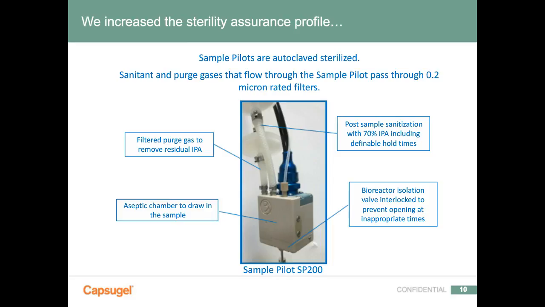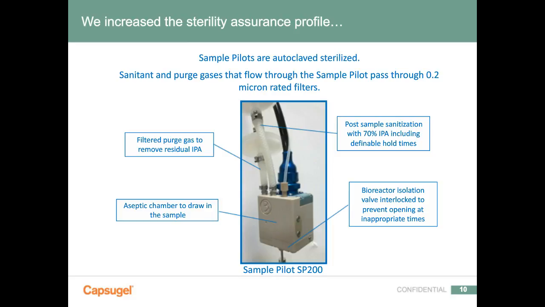Now the key to the sample pilot is that there's a pump built directly in the body of the sample pilot. What that allows you to do is, after you're ready for a sample, you have an aseptic area to draw in the sample. So there are isolation valves. There's a bioreactor isolation valve that's interlocked to prevent it opening at inappropriate times. And when the vacuum pump inside the sample pilot is drawing, it draws the sample into this aseptic zone, which has been shown over thousands of samples by end users to resolve sterility issues.